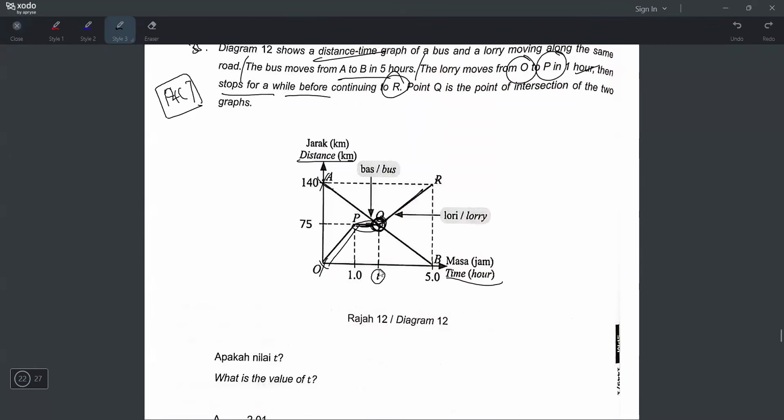So t is referring to this, and it's in hours. How do I find this? They never give any information. Okay, let me think.